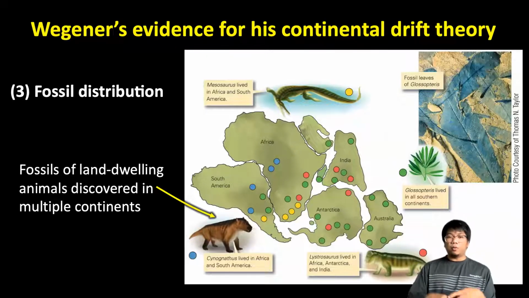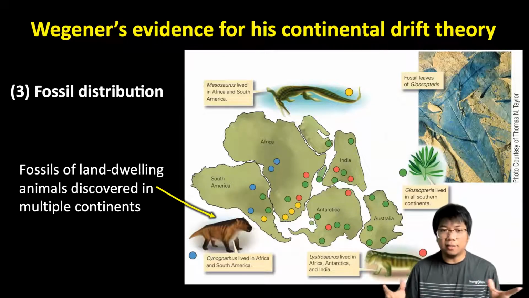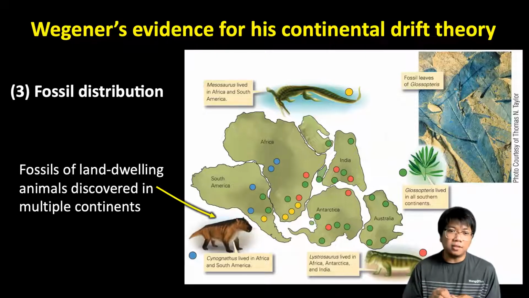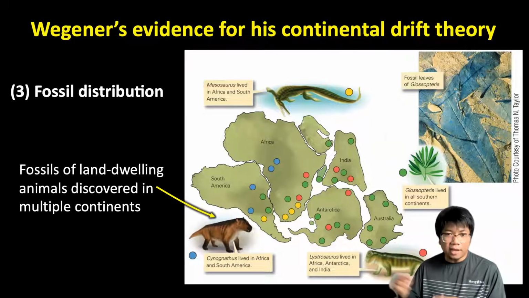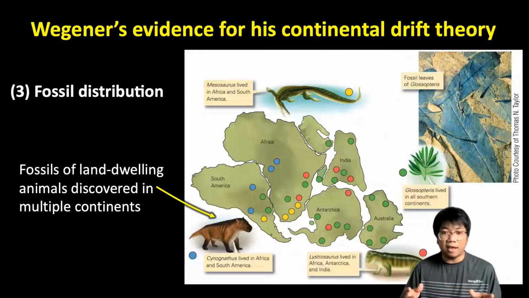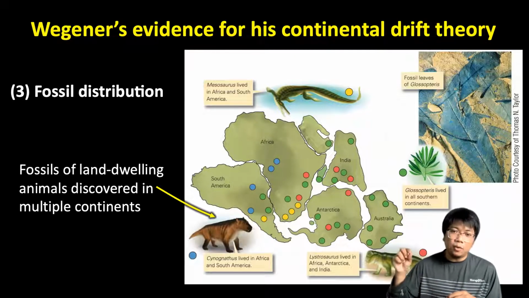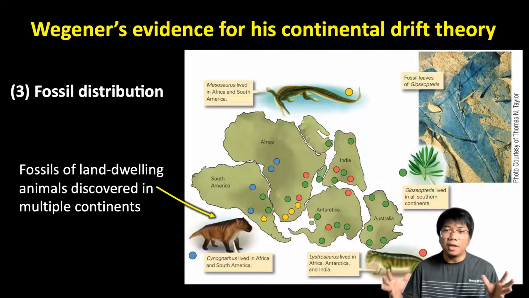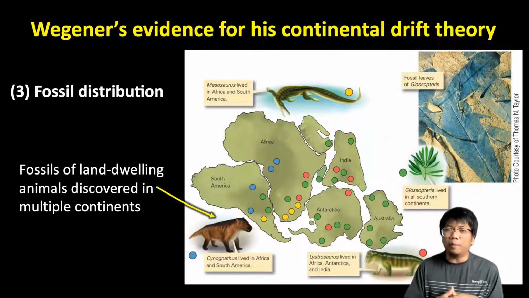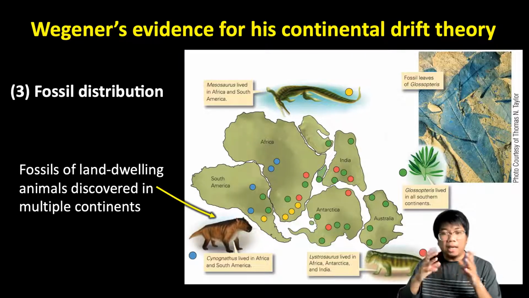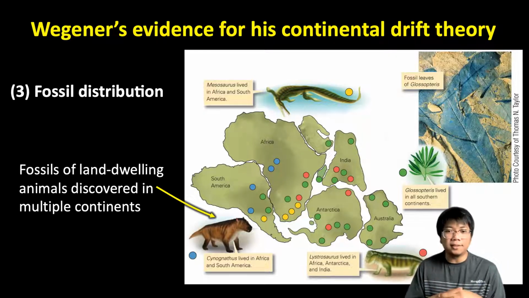For the third evidence, Wegener also brought up the fossil distribution across these continents, especially the discovery of fossils of land-dwelling animals throughout these continents. For example, we have that little guy right there named Cynognathus. The Cynognathus had four legs, and they're definitely land-dwelling animals, but their fossils were discovered in both the African and South American continents, which are currently separated by a huge ocean, the South Atlantic, in the middle. Unless these animals were able to swim across the pond, which doesn't make any sense, the best explanation is that the African and South American continents were simply together sometime in the past, allowing these land-dwelling animals to roam across the continents.